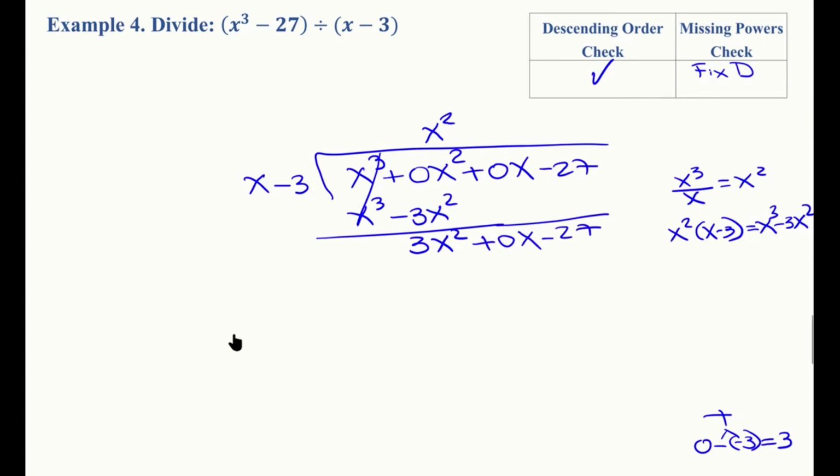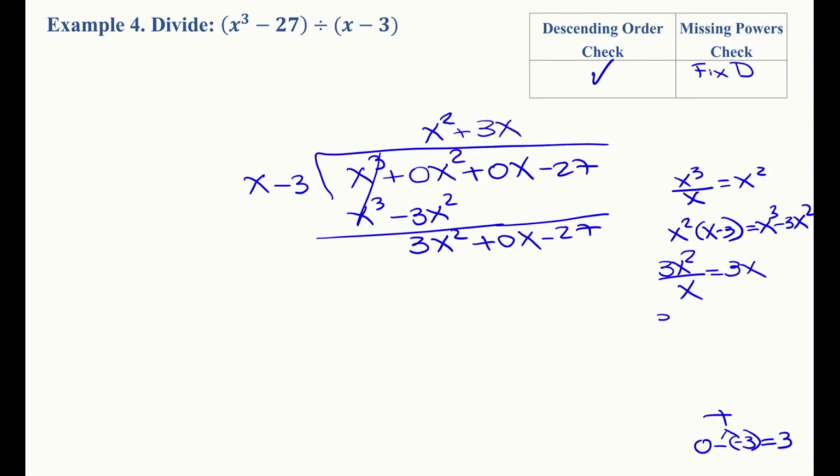Now, we repeat the process, 3x squared divided by x. So remember, we always divide the leftmost term by the leftmost term. It's the highest degree term. Since we've put them in descending order, that's always going to be the leftmost term. So we divide 3x squared by x. We get 3x. So we write that up here.